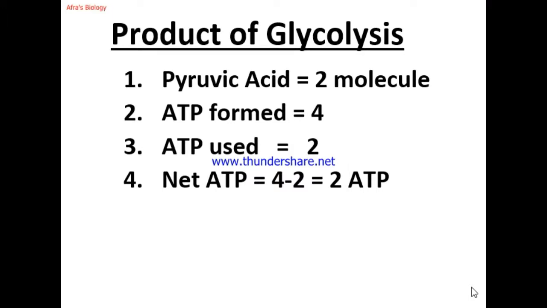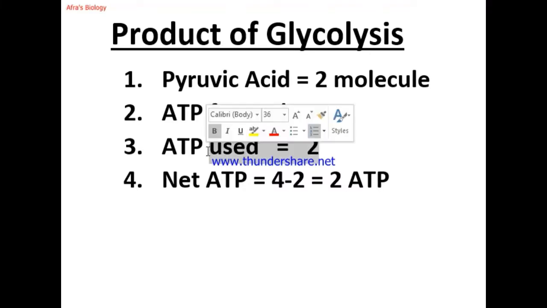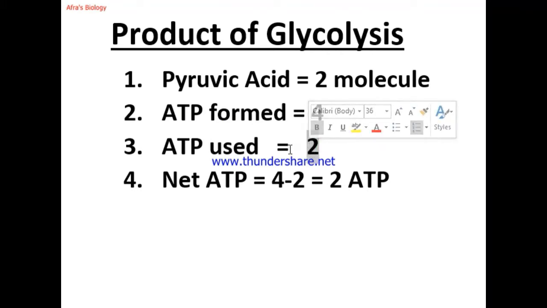There are 4 ATPs formed here, whereas the ATPs which are used in the phosphorylation are 2 in number. So 4 ATPs are formed and 2 ATPs are used. Hence the net ATP will be 4 minus 2 is equal to 2 ATPs.